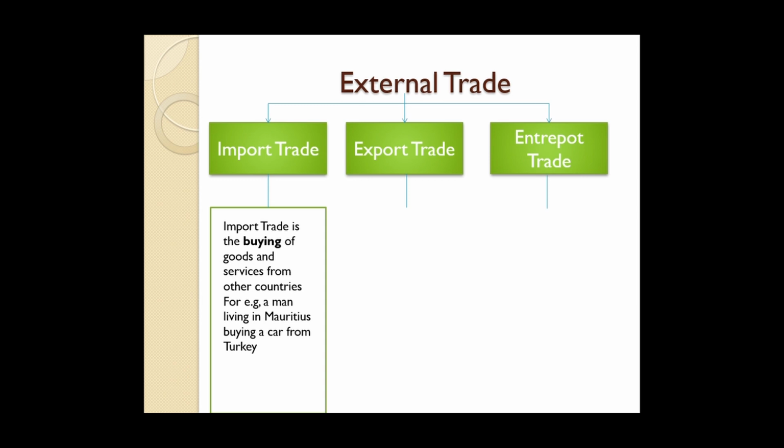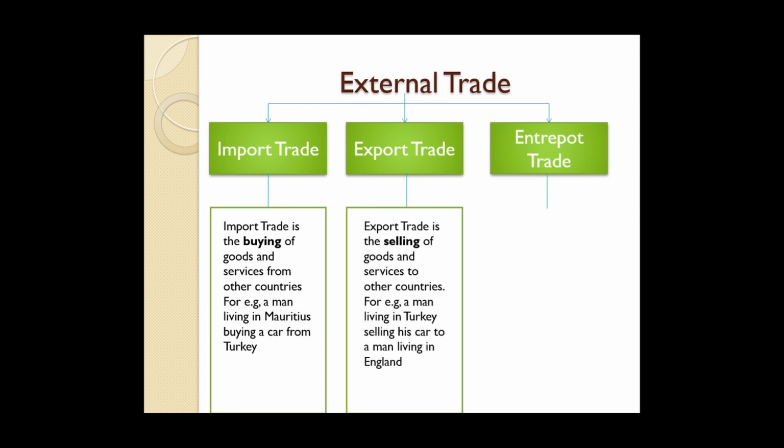Now the second part of external trade is export trade. Export trade is simply the selling of goods and services to other countries. For example, a man living in Turkey selling his car to a man living in England. For Turkey, this will be seen as an export trade, because the man is exporting his car to England.